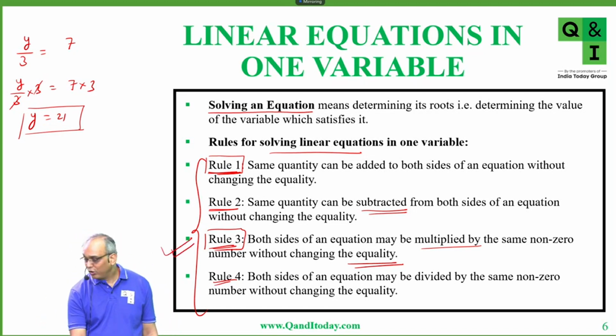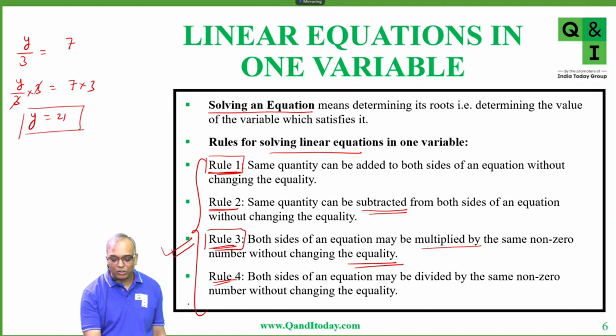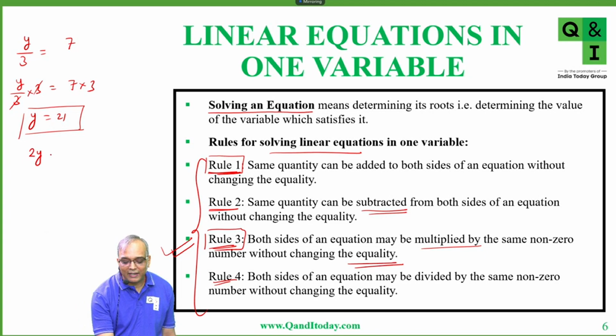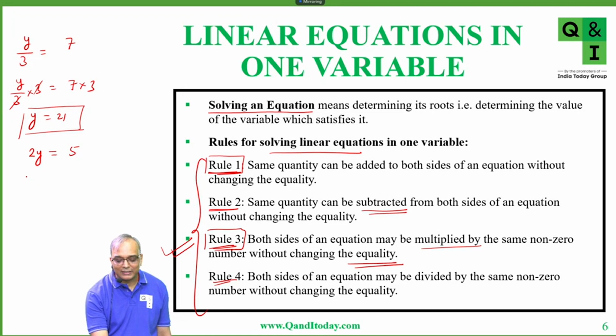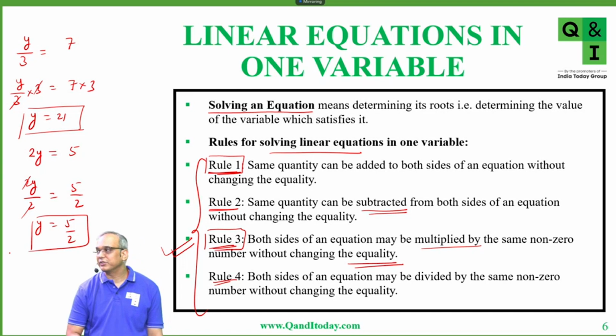Now rule 4 is both sides of an equation may be divided by the same non-zero number. Means if I have 2y = 5, so if I have to solve this, I have to isolate y. That can be done by dividing both the sides by 2. In that case, I'll get y = 5/2. This is my solution.